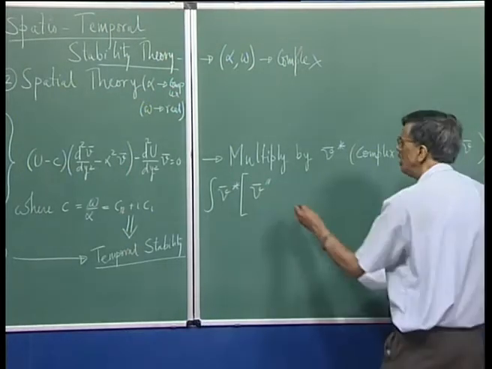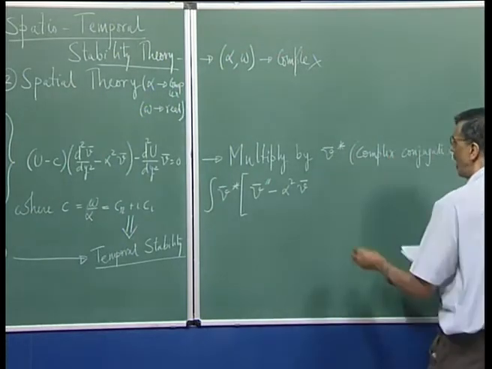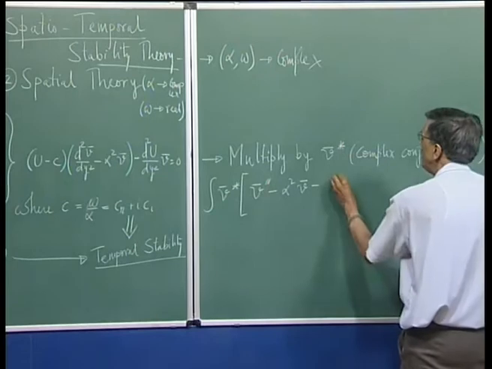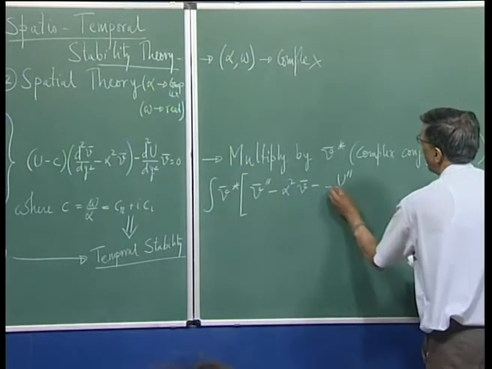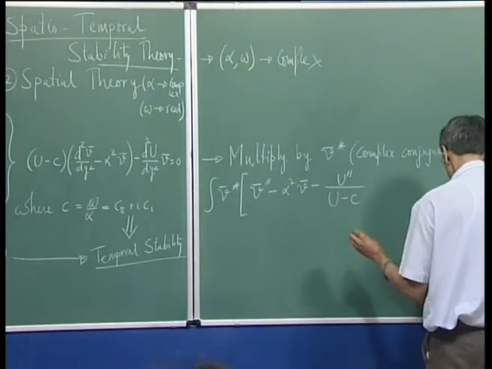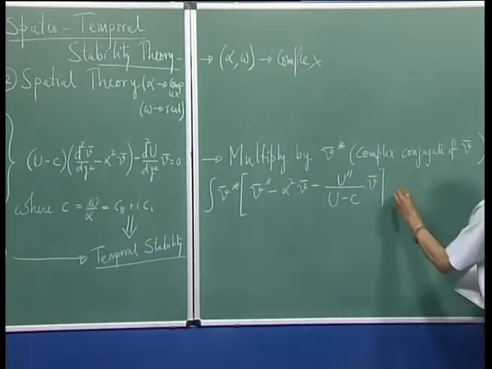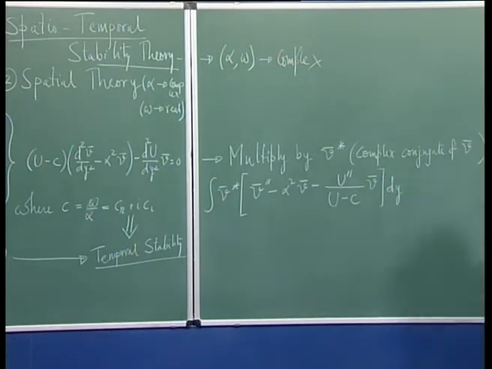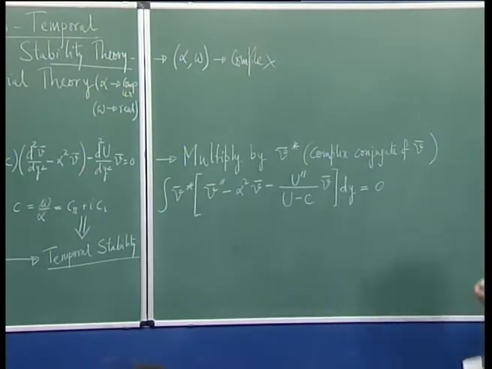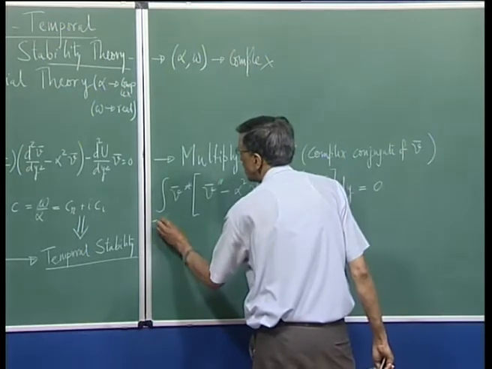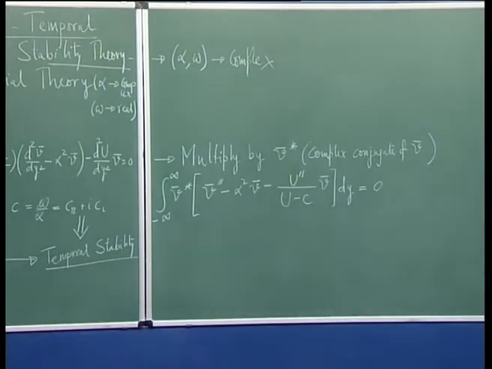So, that is understood. Then I have this alpha squared v bar, and then what do I have? I have this quantity u double prime. So, that is u double prime, right, divided by u minus c and multiplied by v bar, and we are going to integrate over all possible range of y that can occur in the problem. So, without loss of generality, we will say y varies from minus infinity to plus infinity.